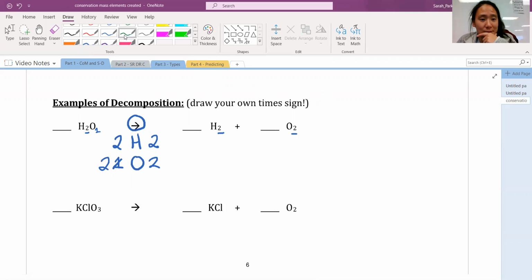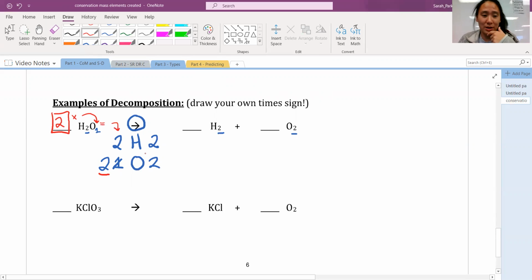So you always think to yourself, okay, what number times 1 gets me to 2? And it would be 2. 2 times 1 is 2. So 2 times 1 equals these numbers down here, which is the 2. Now remember that every time you put a coefficient here, you got to ask yourself, did I affect any other elements? So 2 times 2 is what? I don't have 2 hydrogens anymore. I now have 4. Okay, so I have 4 hydrogens that I need to deal with.